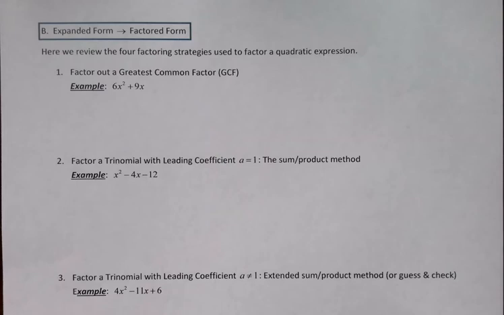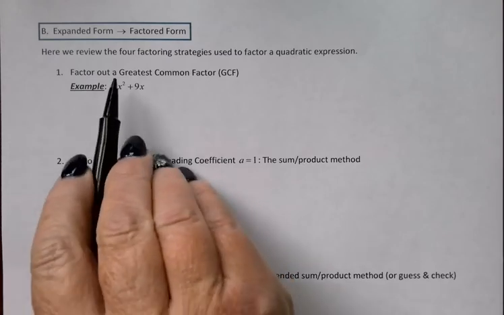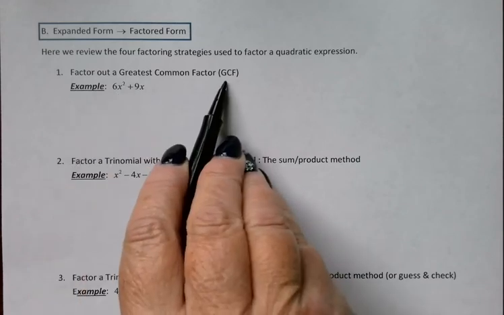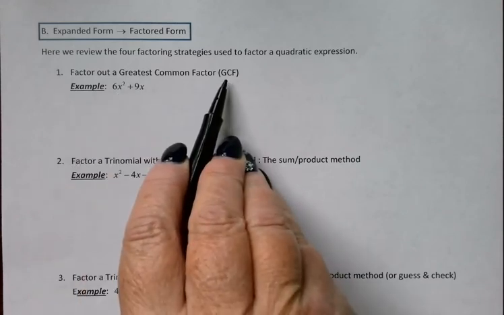This is section 1.4, part B. We now look at how to go from the expanded form to the factored form of a quadratic polynomial. And our first factoring strategy is to factor out a greatest common factor, often referred to as the GCF.